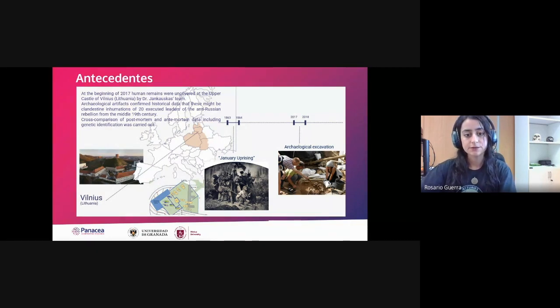The identifications were carried out using a variety of methods, which included cross-comparison of all antemortem and postmortem data, and genetic identification in those cases in which it was allowed, whenever they could find either an alive or a deceased relative to compare these two. Of course, it was difficult because over 100 years had passed.